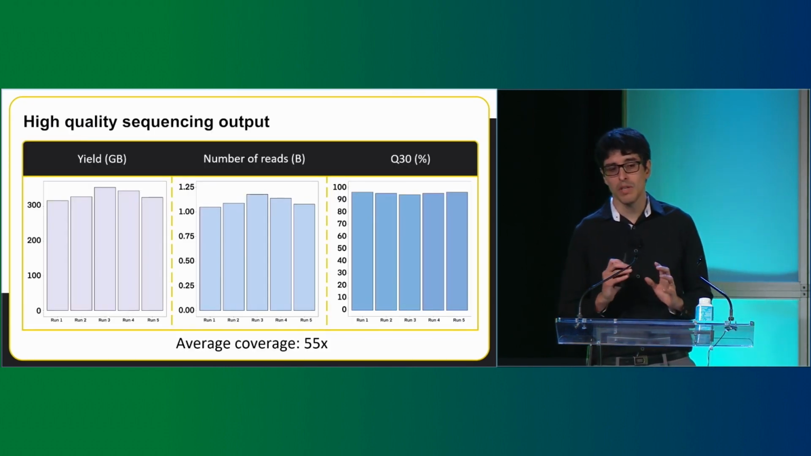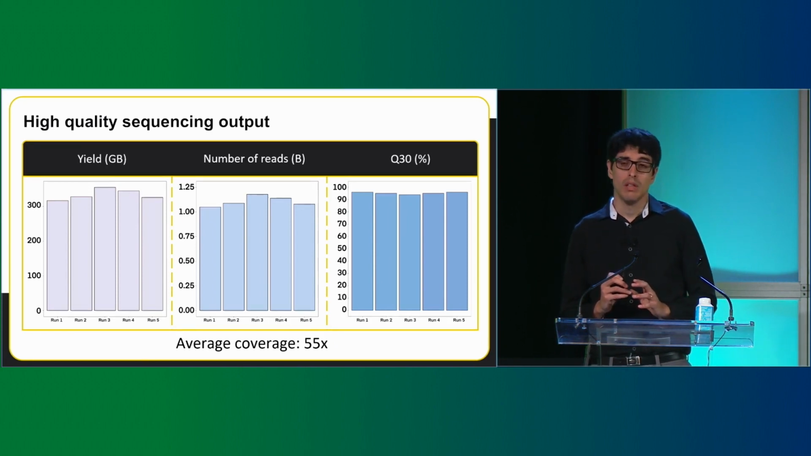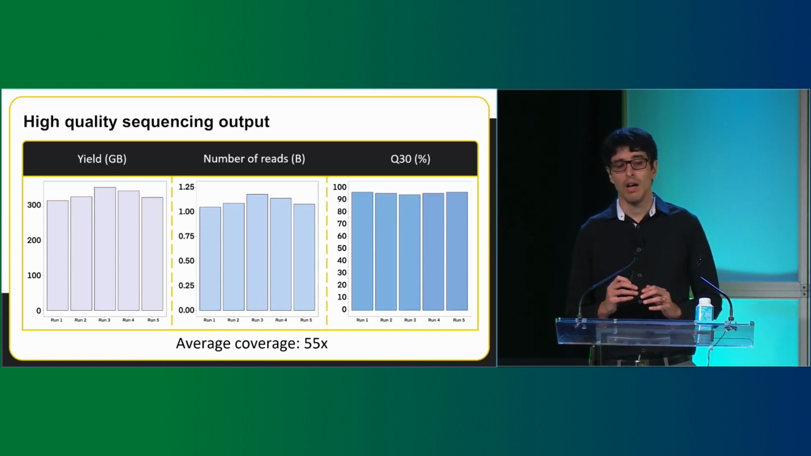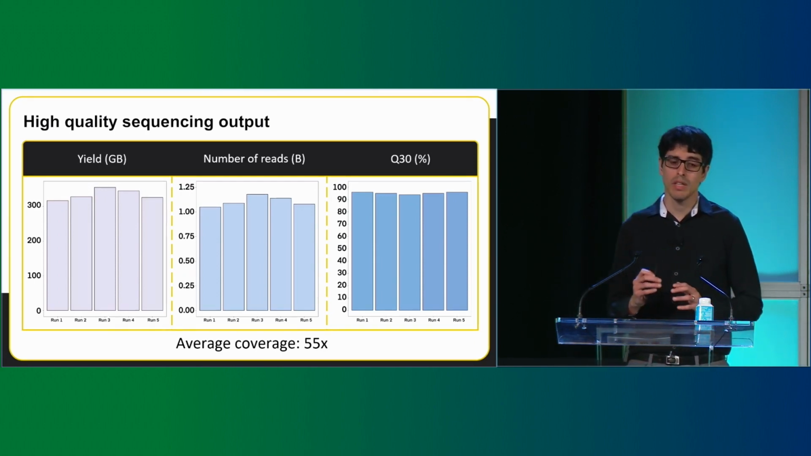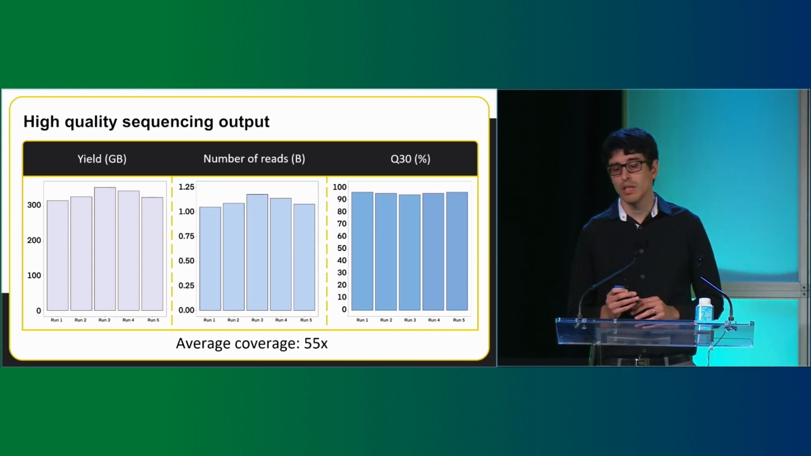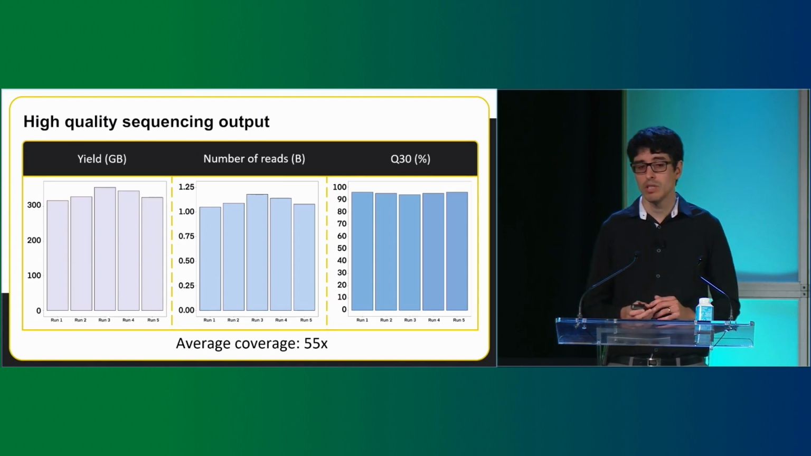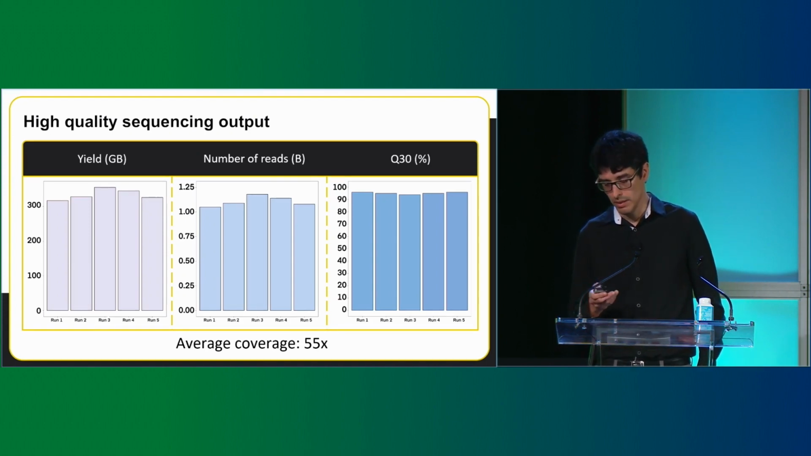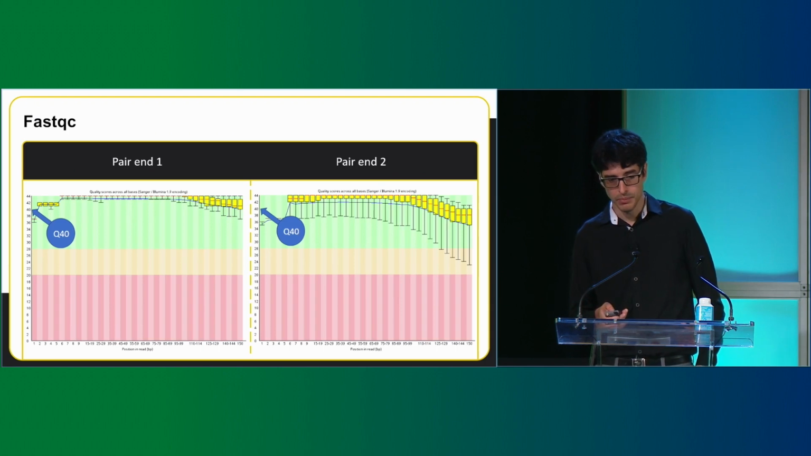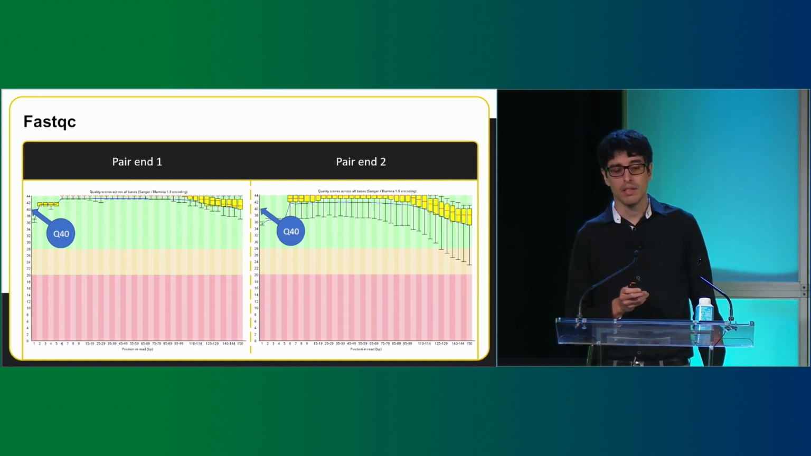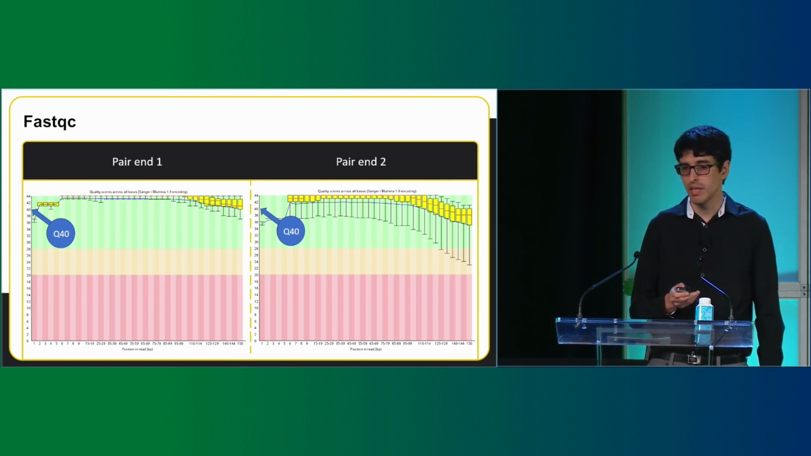And here is what we obtained. The results were very consistent across the runs. We have more than 300 gigabases of data, more than 1 billion reads, and about 95% of the bases had quality more than 30, which is pretty impressive compared with other technologies. We can see the graph of FastQC, that the quality in most of the cases was even more than Q40.